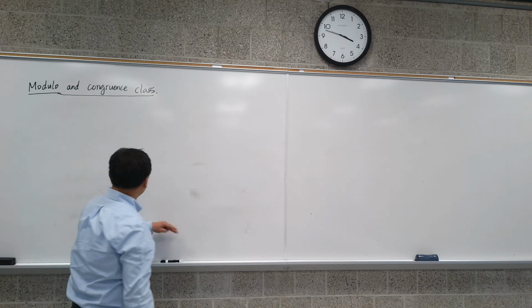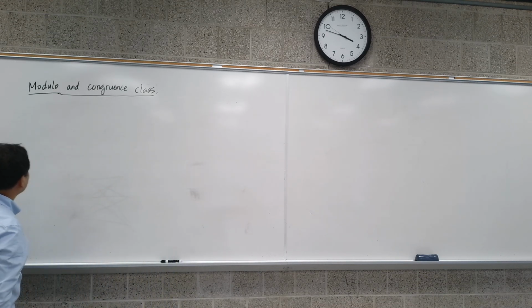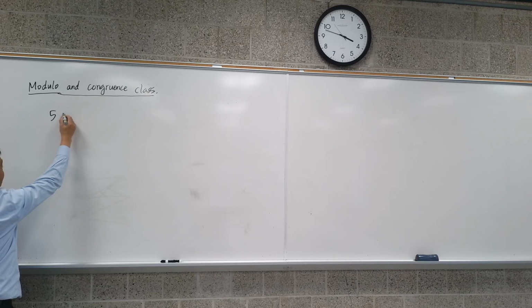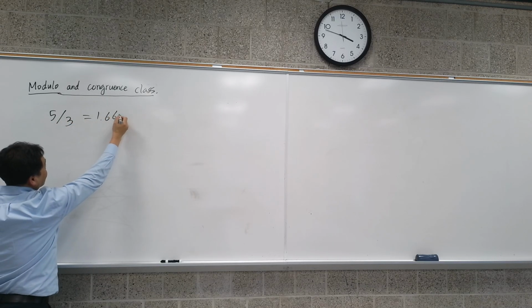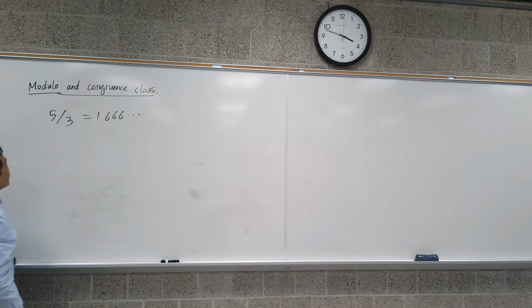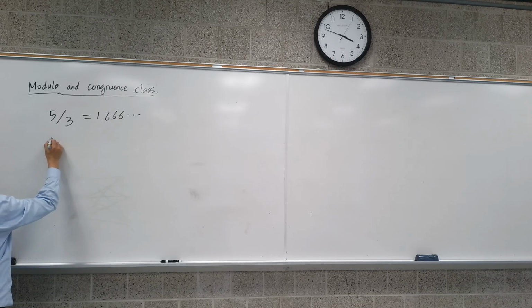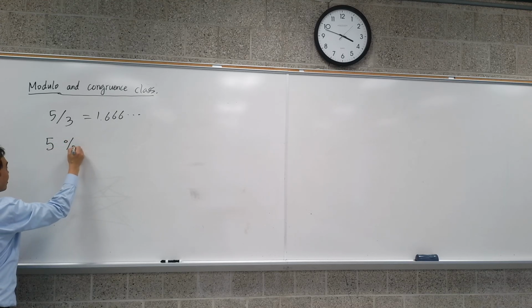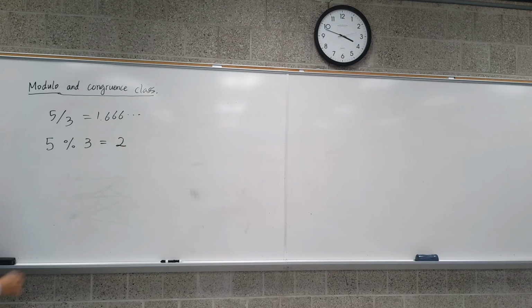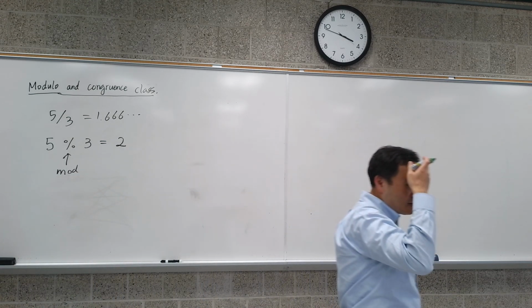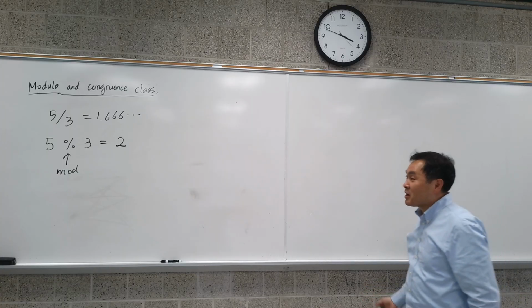In Python and many languages, there's the regular division, like 5 divided by 3, which gives you 1.666, something like that. There's another one which looks like division, but it's something else. This one is called mod. Can you tell me what mod does? It gives you the remainder after division.